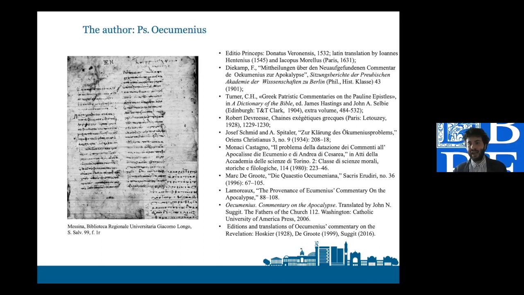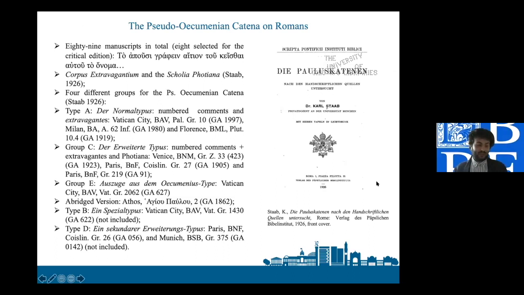Currently, there is no edition of the Pseudo-Oecumenian Catena on the Pauline letters, and the only editions and translations that we have are of Oecumenius' commentary on the Revelation. So actually, I'm working on and developing the first ever edition of the scholia of the Pseudo-Oecumenian Catena on the Romans. Out of, as I said before, more than 200 manuscripts with the Catena on the Pauline letters, I selected 89 manuscripts in total for Romans.